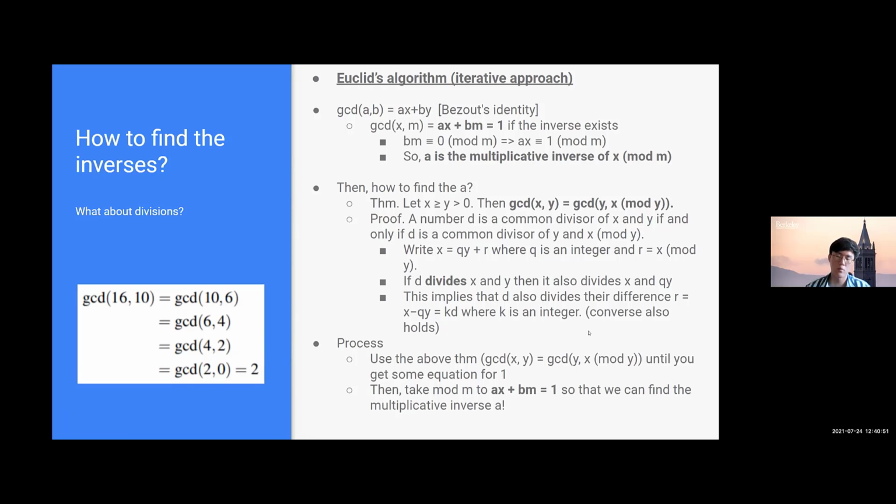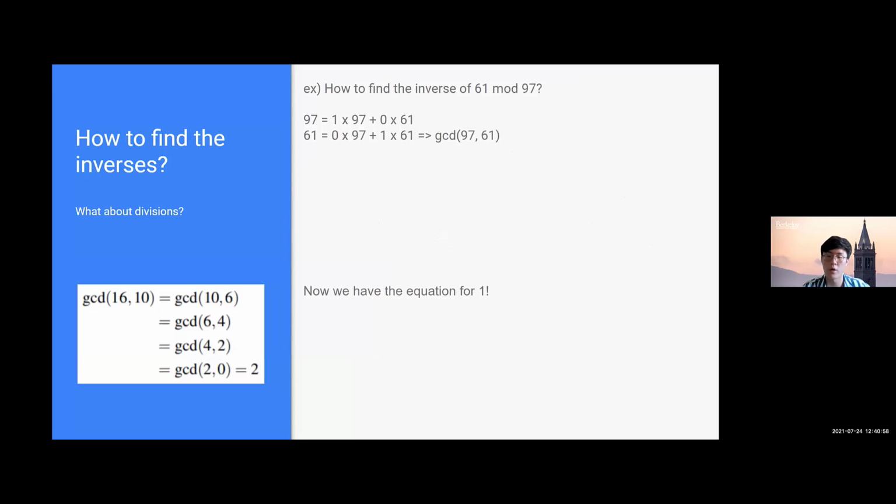So the basic process is to use the above theorem to get the GCD until you get an equation for 1, and then you take the mod M. So let's try an example. How to find the inverse of 61 over the modulus 97? First of all, you write the linear combination of 97 and 61. It's pretty simple. 97 is just 1 times 97 plus 0 times 61, and 61 is equal to 0 times 97 plus 1 times 61. And this is just the equation for the greatest common divisor of 97, 61.